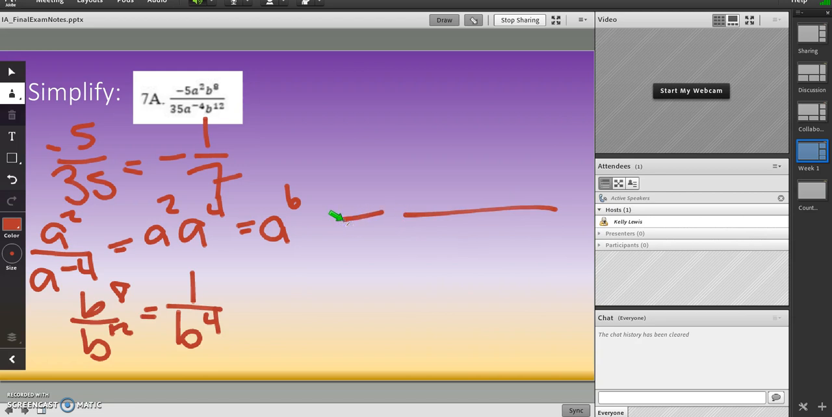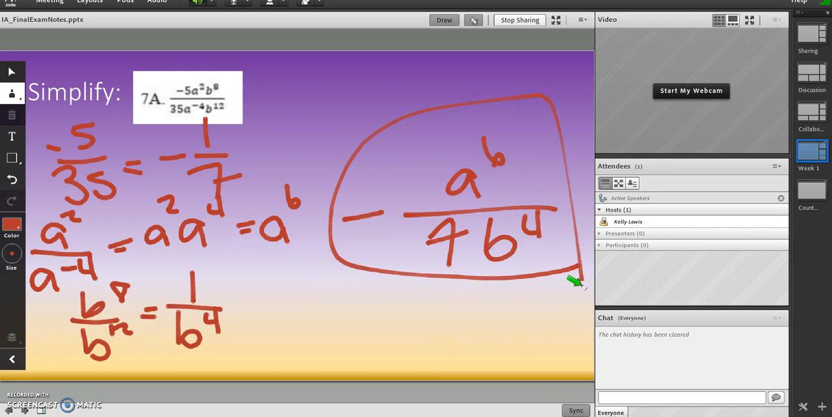So I have a negative sign. On the top, I have a 1 and then an a to the 6th. On the bottom, I have a 7 and a b to the 4th. So I'm done with that guy.